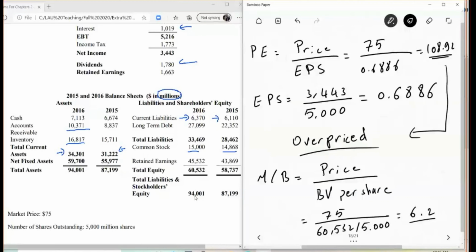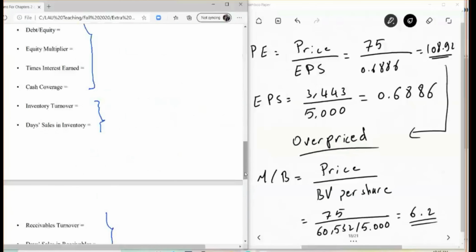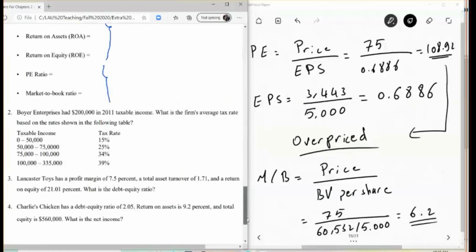And this ratio is similar to the price to earnings ratio. The higher the value of the price to earnings ratio or of the market to book ratio, this may imply that the stock of a corporation is overpriced. So that's it for the first problem. Now I move to problem number 2.